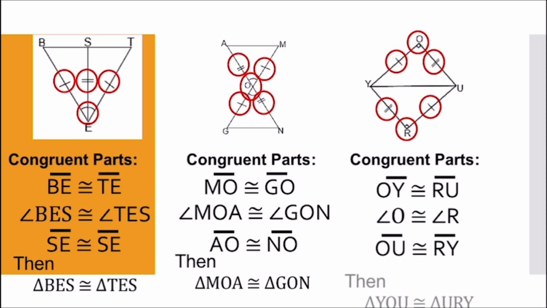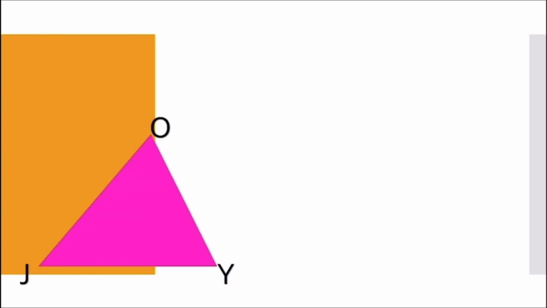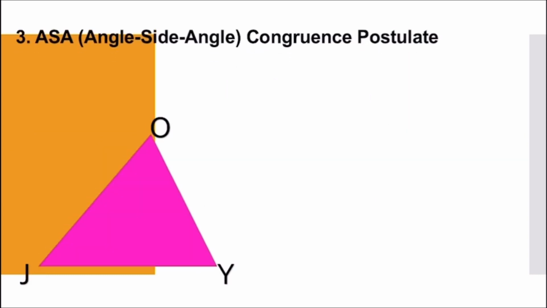Then, triangle YOU is congruent to triangle URY. That is the SAS congruence postulate. Next, we have what we call the ASA, also known as the angle side angle congruence postulate.